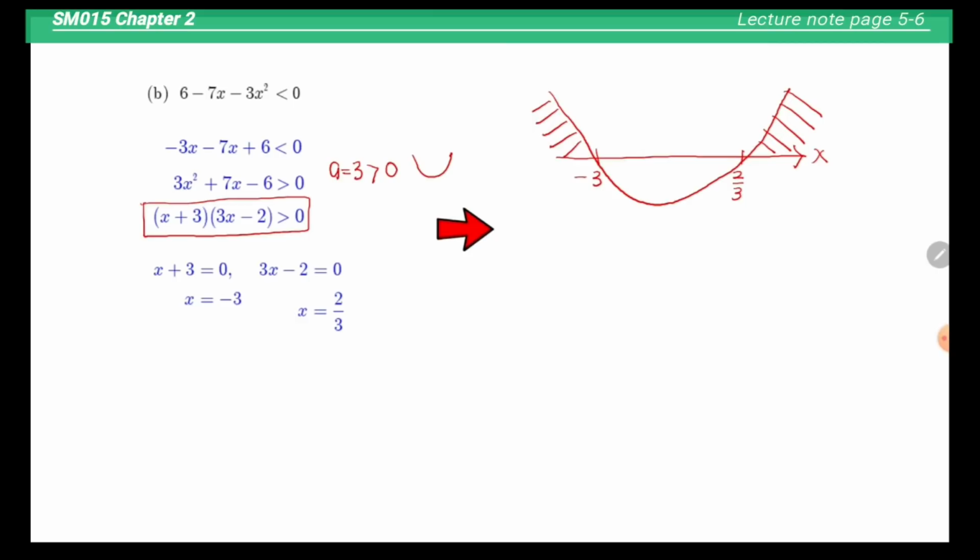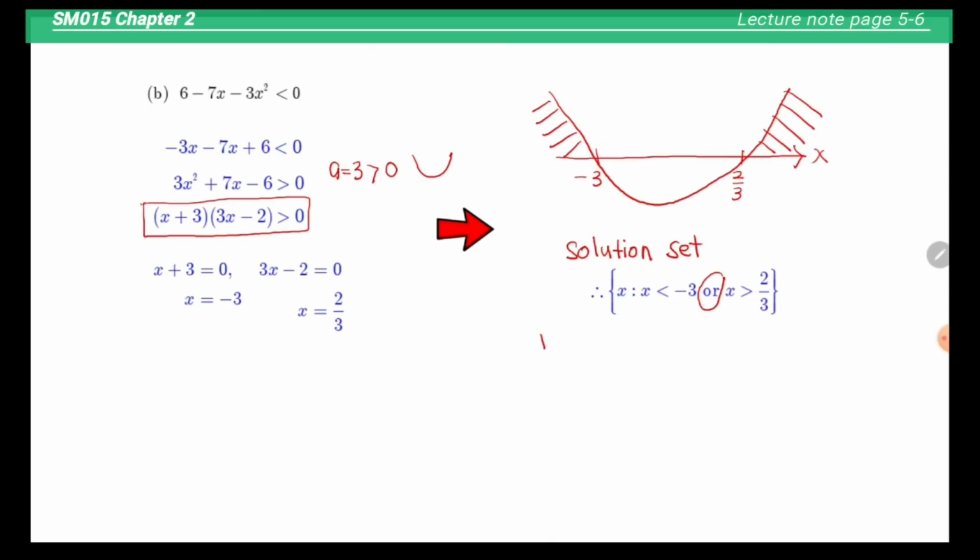How can we write the answer for this one? We can write it in the form of our solution set. For the solution set, we need to draw the curly bracket, and we have x less than negative 3, or, to combine our two answers here, x greater than 2 over 3. Both of them will be open, following the original question.